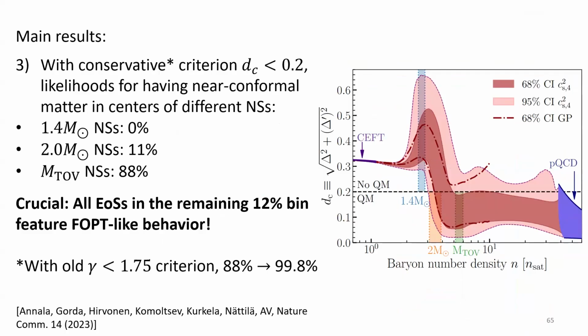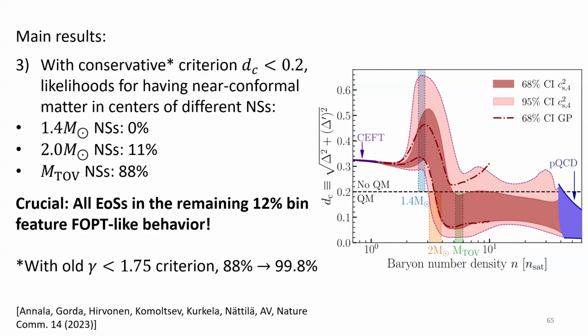That's far away from the lowest values one obtains in any model for confined nuclear matter, and actually in PQCD you might get values slightly above this 0.2. So the fact that we only call something near conformal matter when DC is less than 0.2 is being very conservative. Now we could ask then what's the likelihood of DC being smaller than 0.2 in the centers of different mass neutron stars.